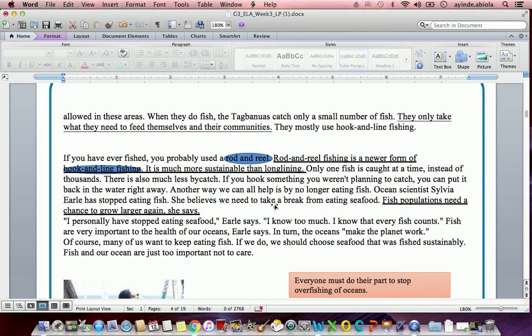So again, for this paragraph, your underlines may look very different than mine. It's okay as long as you captured the main ideas here. I do have two things that I've circled, that being rod and reel fishing and hook and line fishing. If you've been fishing before, you might know what a fishing line and hook look like. That's kind of what it's referring to. If you need further clarification, what I want you to do is extra credit. I want you to go ahead and hop on Google with your parents' permission and check out what rod and reel fishing is, okay, with your parents' permission.